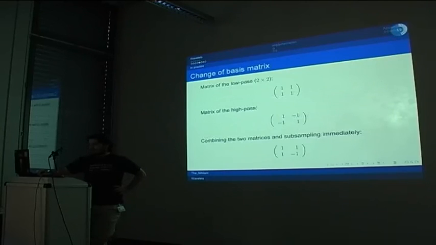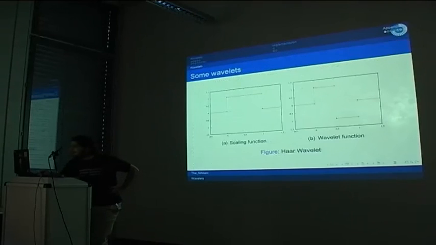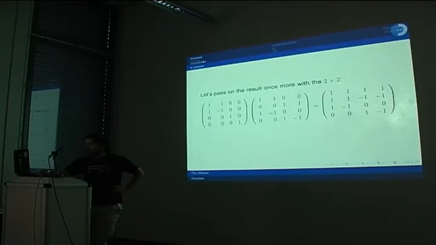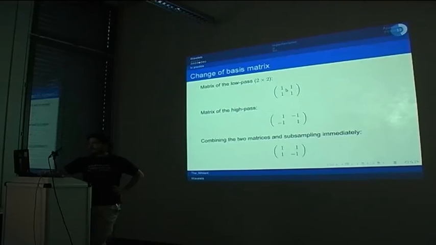So let's see, for example, the change of base matrix for a simple wavelet. I'm using this wavelet, also called the Haar wavelet. Basically, this is the scaling function, this is the wavelet function. Okay? So this is the scaling function, this is the wavelet function.